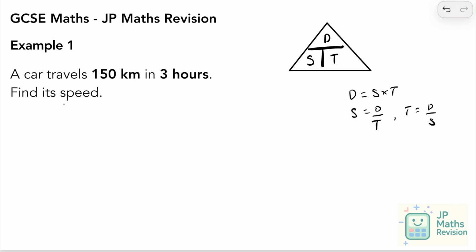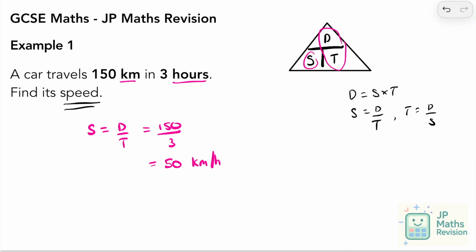So we're trying to work out the speed. So to work out the speed, we divide distance by time. Speed equals distance divided by time. So the distance is 150 kilometers and the time is 3 hours. So 150 divided by 3, that's going to be 50. And the units, because the distance is in kilometers and the time is in hours, the units are going to be kilometers per hour.